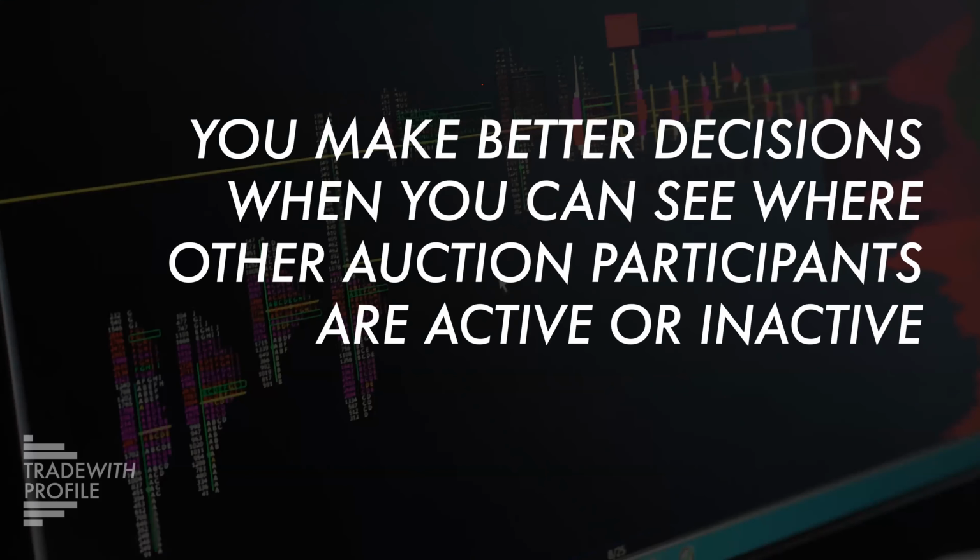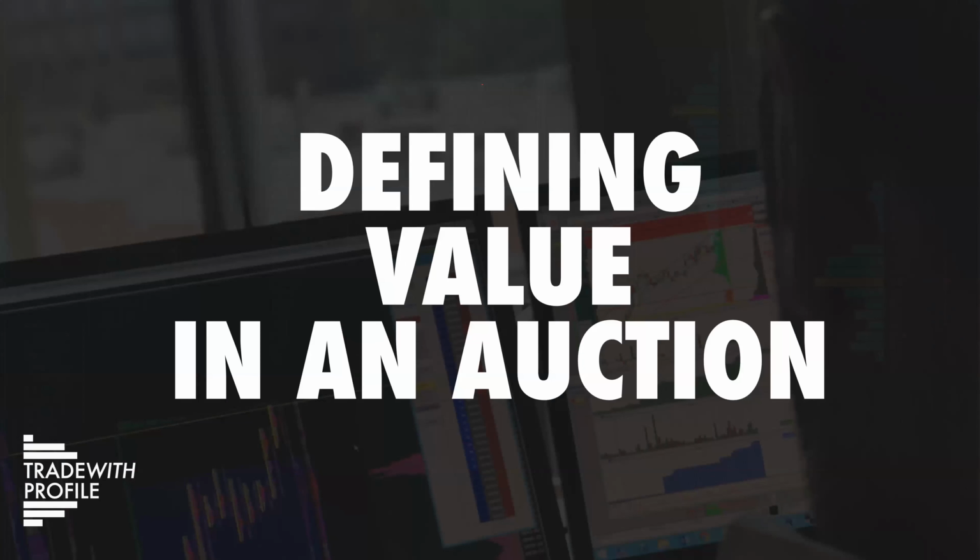Also around auctions, you know that you make better decisions when you can see where other auction participants are active or inactive. So if you can see who's done what, that's very actionable information for you as a participant to know where you want to be active or inactive. And a lot of that has to do with this idea of value. So I want to talk about defining value in an auction, right? So how do you know you got a good deal, a good price? You would typically say, well, it was a good value. Well, how do you know that there's a good value?